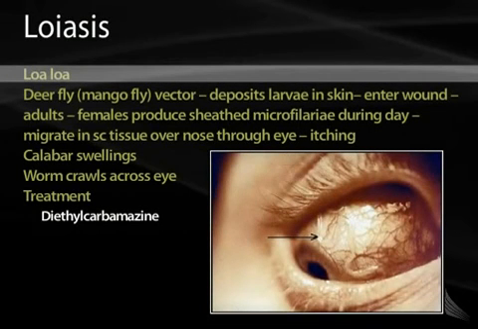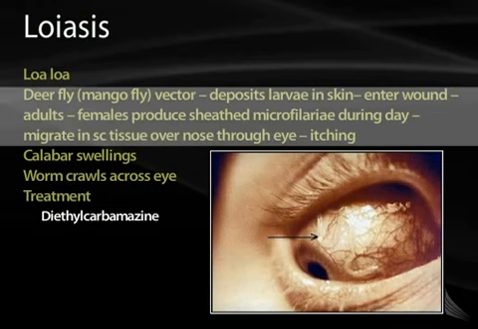Loa loa causes loiasis. We get it by being bitten by the deer fly or the mango fly, which acts as the vector. Then it deposits the larvae in our skin, which enter through the wound. They turn into adults, and the female produces sheathed microfilariae during the day. They migrate in the subcutaneous tissue, over the nose, and through the eye. And this picture shows a really gross picture of a worm through the subconjunctival space in an eye.